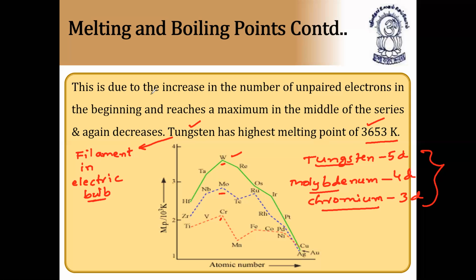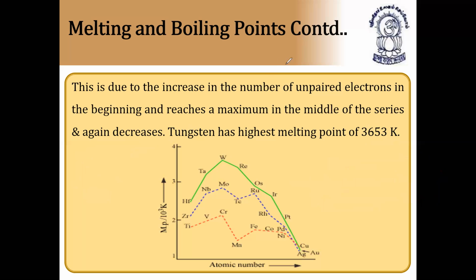Due to the increase in the number of unpaired electrons in the beginning, reaching a maximum in the middle of the series and again decreasing, the melting point trends will be like this. First it is increasing, then it starts decreasing. Here also in the middle it increases and finally decreases. Here also first it increases, then it starts decreasing. In the middle it slightly decreases and slightly increases, and then again decreases. So this is the general trend of melting points of the 3D, 4D and 5D series.